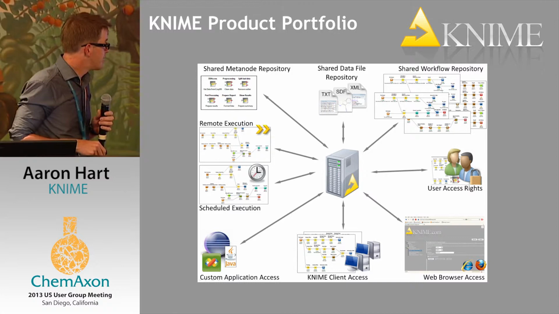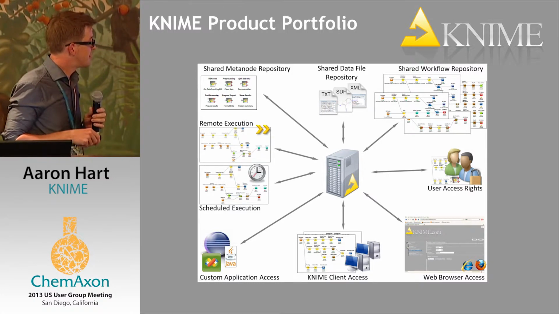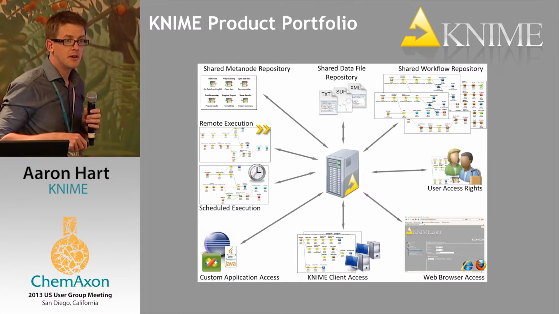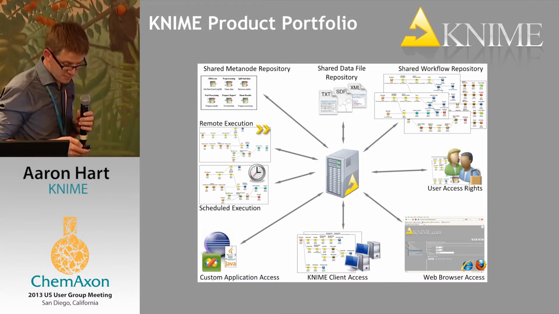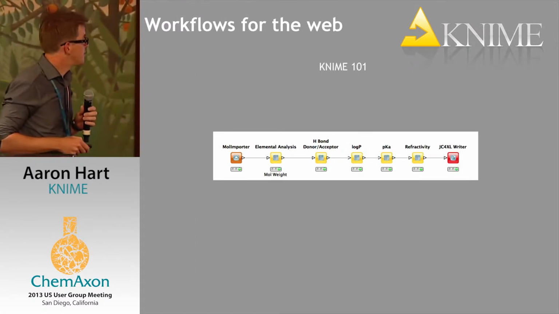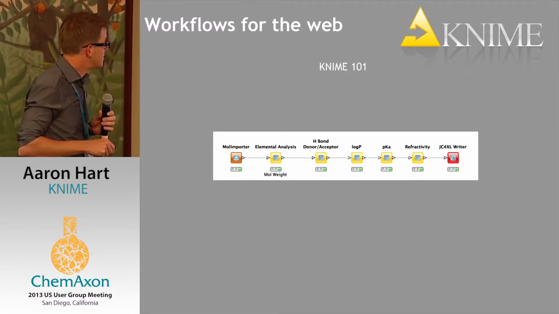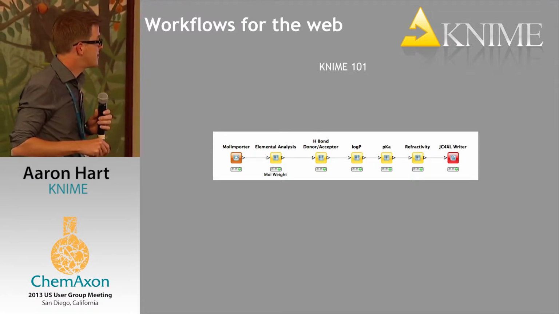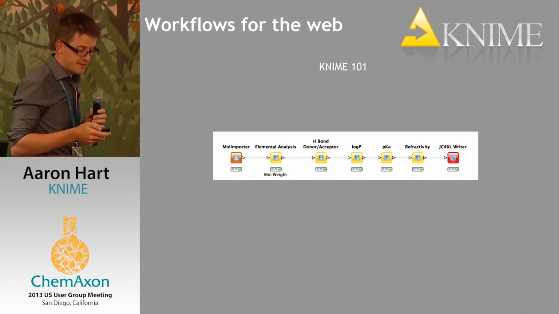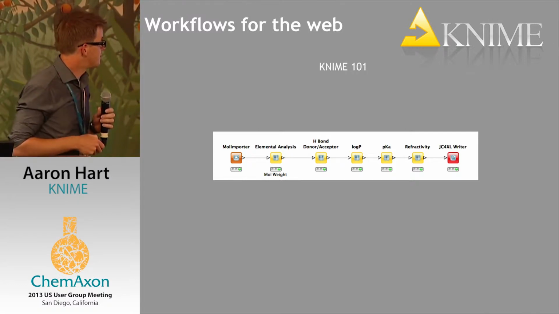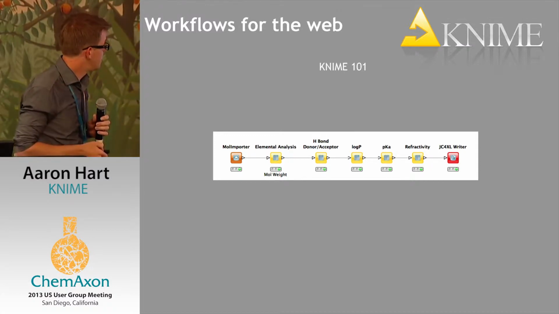Okay, so what we're going to do is actually take a KNIME workflow and just talk about the process of deploying it to the web using our KNIME server. So we'll start with a very simple KNIME 101 workflow where you read some data, you use some JChem nodes to calculate some properties, and then you write an Excel file, right? This is a typical sort of simple situation that you might find yourself in quite frequently.